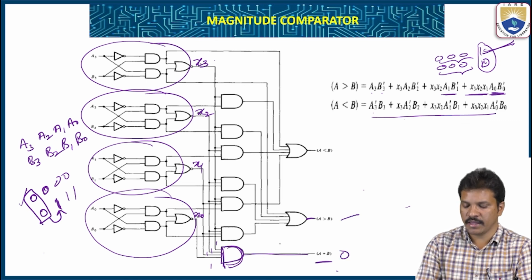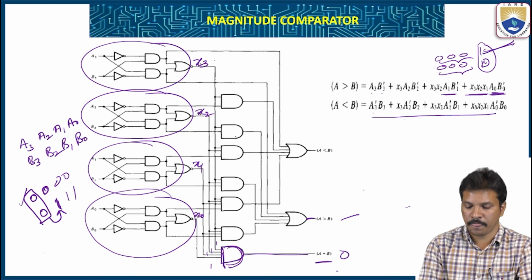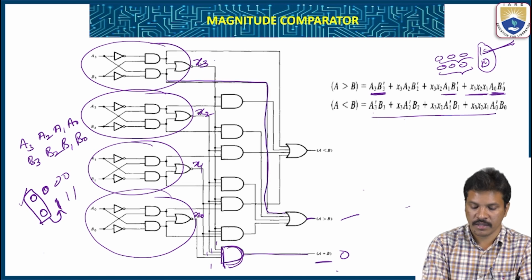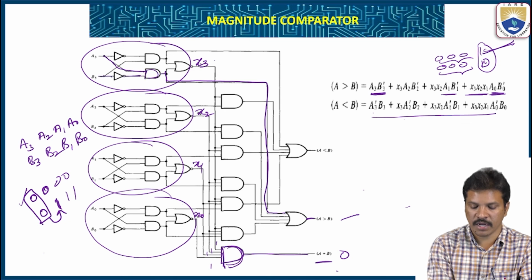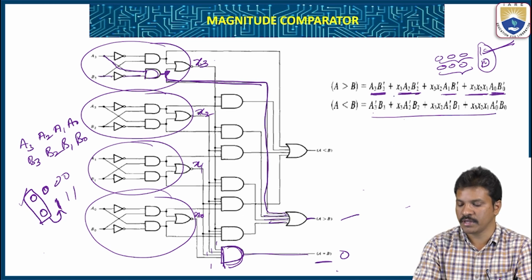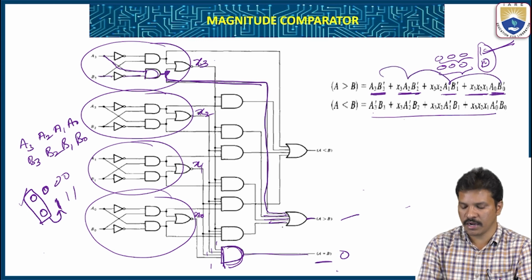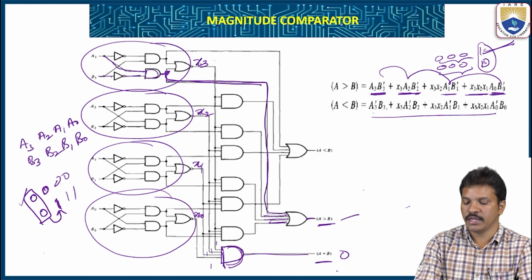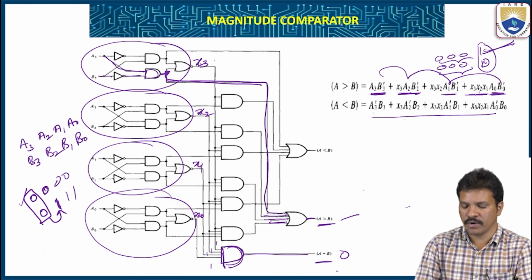Similarly, for A greater than B, the first term is A3 B3 bar. That is an AND operation, and it is connected directly. The next case can be connected to this one. Next, this one. Here there are 4 terms, and the 4 terms are connected with an OR gate. So if any one term is logic 1, you will get A greater than B as 1, otherwise 0.